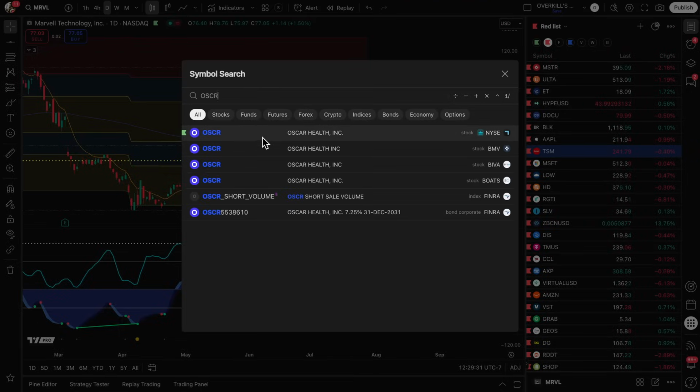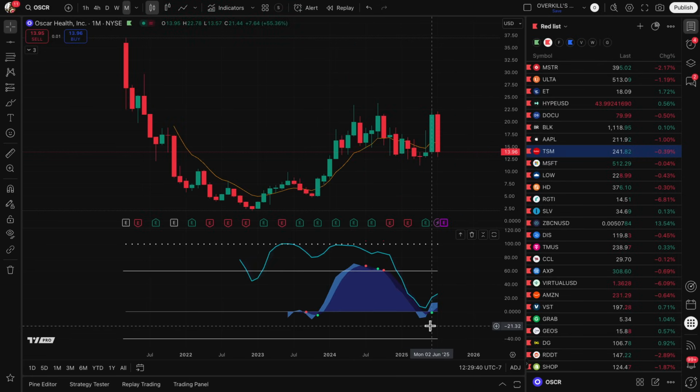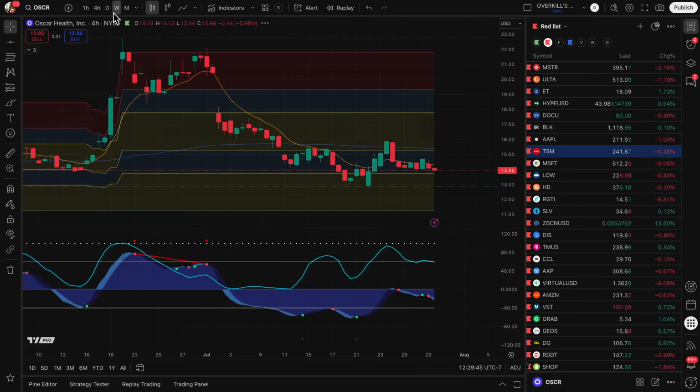Oscar, what's Oscar doing? Oscar Health. I have a position on this one as well. We're just chopping around right now, waiting for that big explosion to the upside. But the dot is still green on the monthly. So we're actively looking on the daily and the 4-hour for those signals to buy.